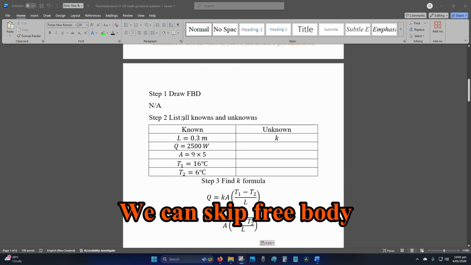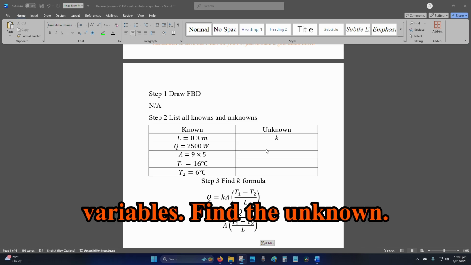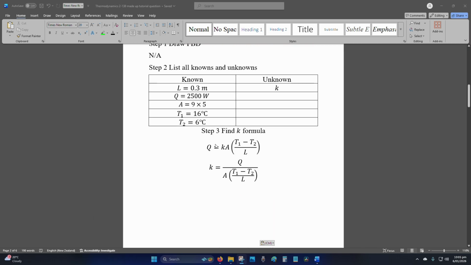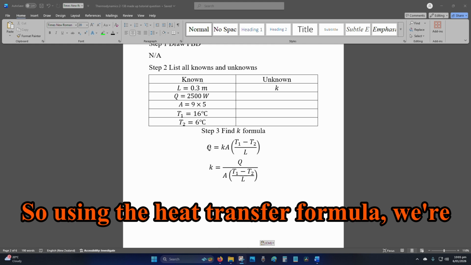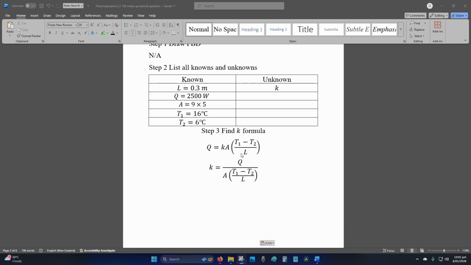We can skip the free body diagram, there is none. Step 2, list all the given variables, find the unknown. Step 3, find the K formula. So using the heat transfer formula, we're going to rearrange and make K the subject.